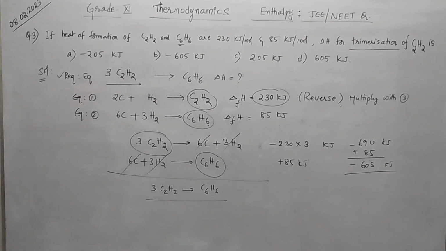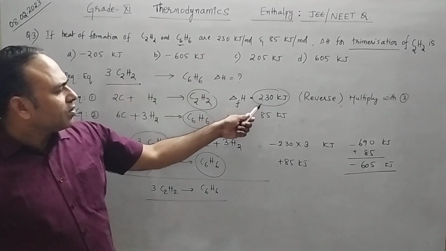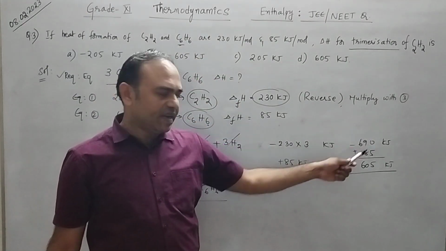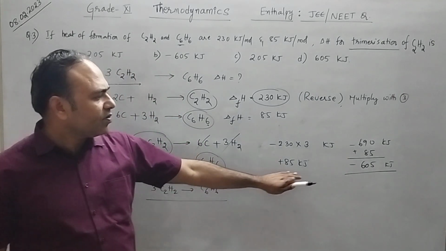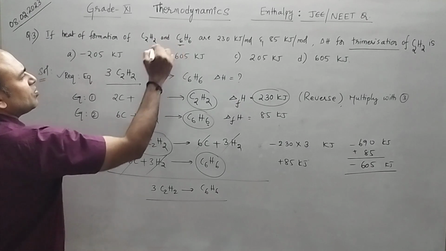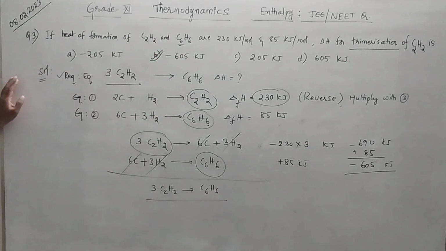Now I have solved this. They have given 230. So 230 into 3, nothing but minus 690, and here it is 85. So we have minus 605 kilojoules. So the answer is B. Hope you have understood this. Copy the solution and let's move to question number 4.